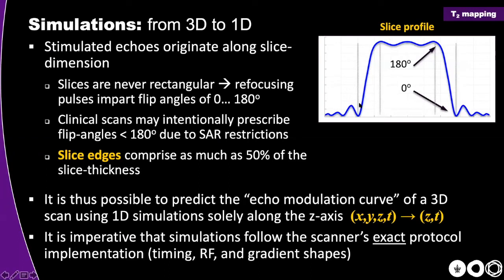We know that the slices are not rectangular. We know that the flip angles are not 180. I can also tell you that the slice edges comprise as much as 50% of the slice thickness themselves. But because all these effects are caused by inaccuracies along the slice dimension and not along the X or Y, the readout or phase encode, it's possible to reduce the dimensionality and simulate only along one dimension.